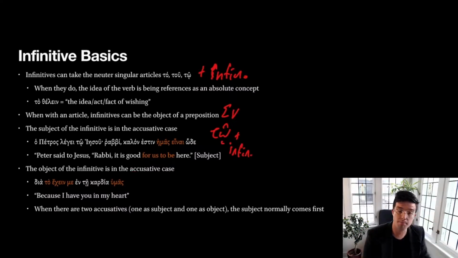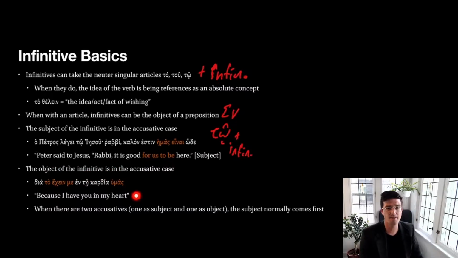We have an example from Paul where he says, dia to echein me en tē kardia humas. If humas is the subject of echein, which is the verb to have, because you have me, then me would be the object, in your heart, en tē kardia. Or if me is the subject of the infinitive and humas is the object, then it's translated this way: because I, me in the accusative, have you, humas, as the object in the accusative, in my heart.